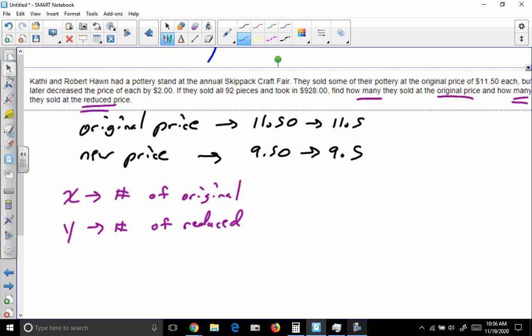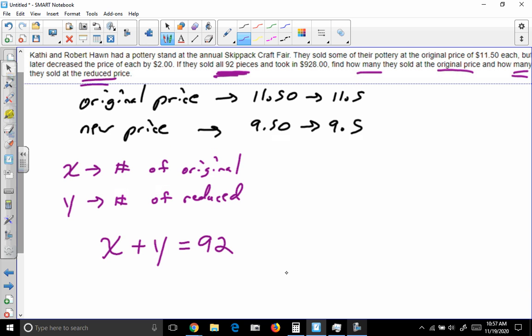So what do we know? We know that they sold 92 pieces. So if we take how many they sold at the original price with how many they sold at the new price, that was a total of 92 pieces. So this is not a cost amount, this is how many items. So the number of items of these plus the number of items of those gives us a total of 92 pieces. Now the amount of money collected was $928.